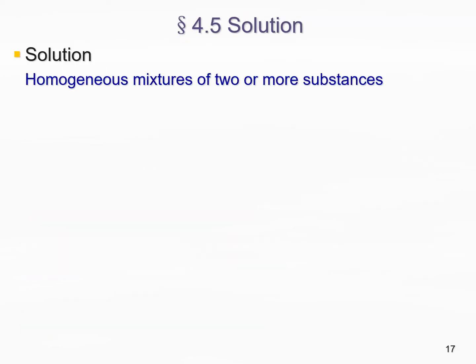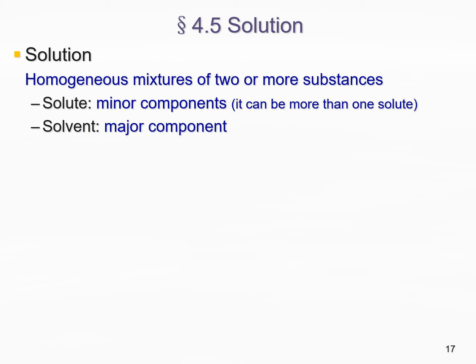All right, now we step into the last major concept of this chapter: solution. Solution, as we discussed in chapter 1, is a homogeneous mixture of two or more substances. Here, I'd like to introduce two more terminologies regarding the solution. First, solute. Remember, the solution contains two or more substances, so depending on the amount, we call the minor components solutes. Here it is a plural form, so that means we could have more than one solute.